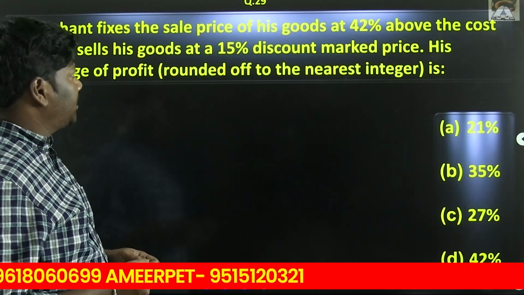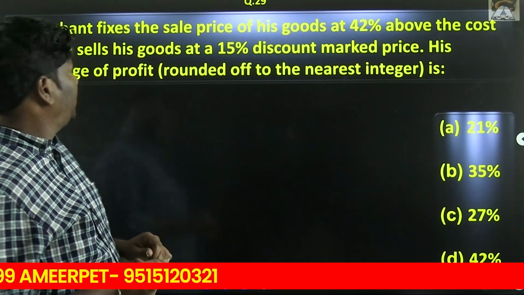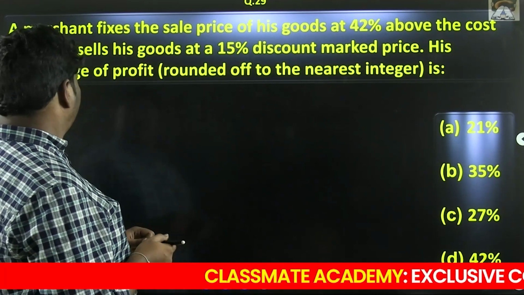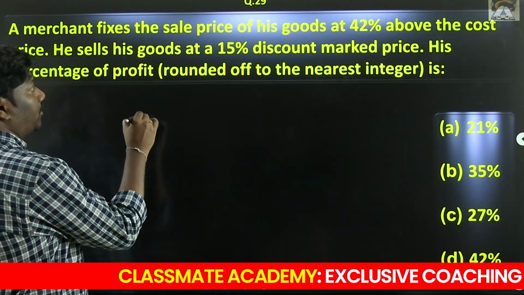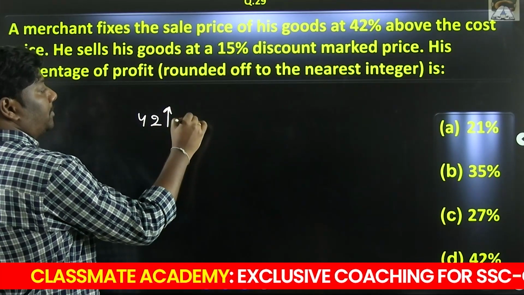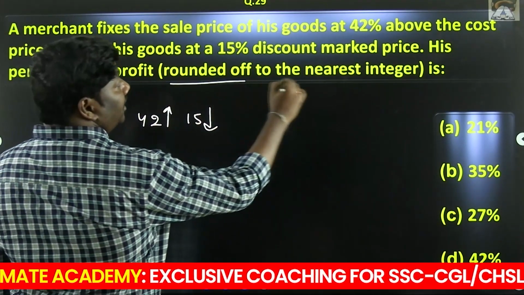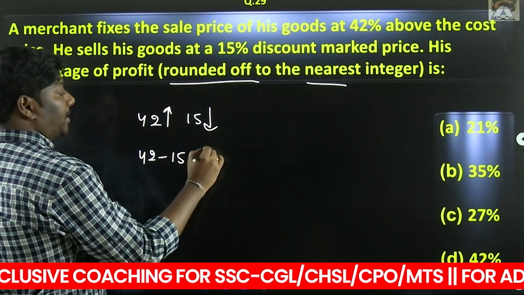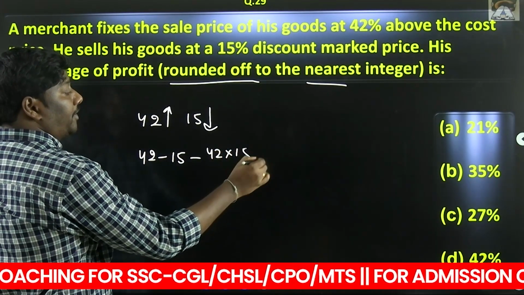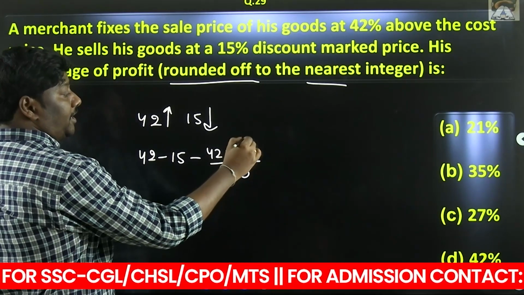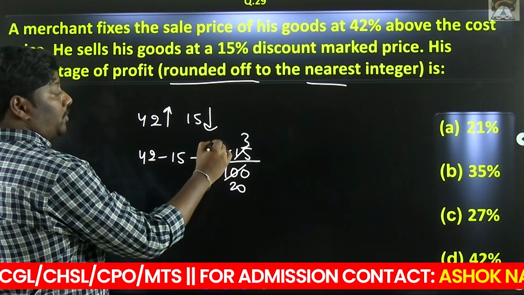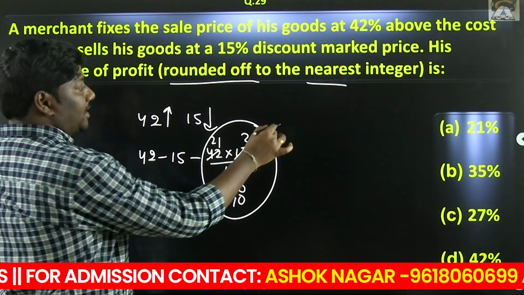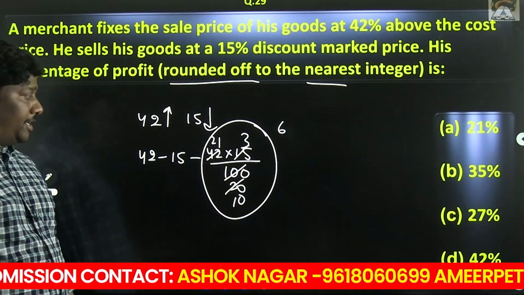A merchant fixes the selling price of the goods at 42% above the cost price and he sells the goods at 15% discount on the marked price. His profit percentage? You are increasing it by 42. You are allowing a discount percentage of 15. Round off to the nearest integer. 42 minus 15 minus 42 into 15 by 100. 5 3s are 15, 5 20s are 21 10. So it is 6.3. You take it as 6 because it's a nearest integer you want.